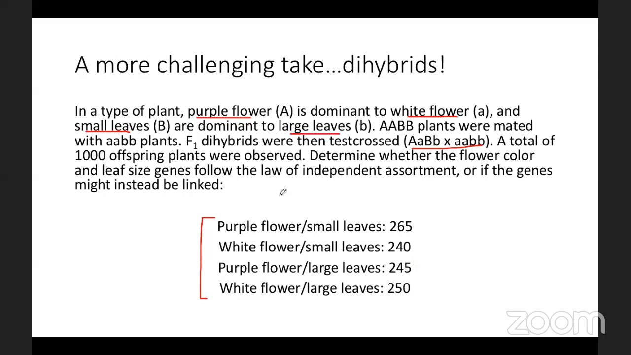And your job is to determine whether or not the two genes are following independent assortment, or if it's possible that this data supports the idea that these two genes are linked. And just a reminder, if genes are linked, that means that they are located close together on the chromosome, and so they don't separate during meiosis.